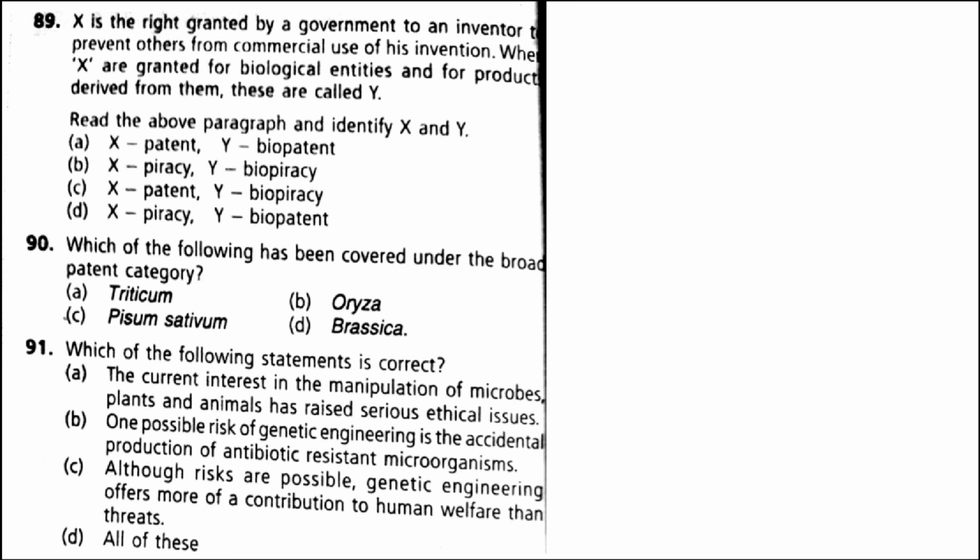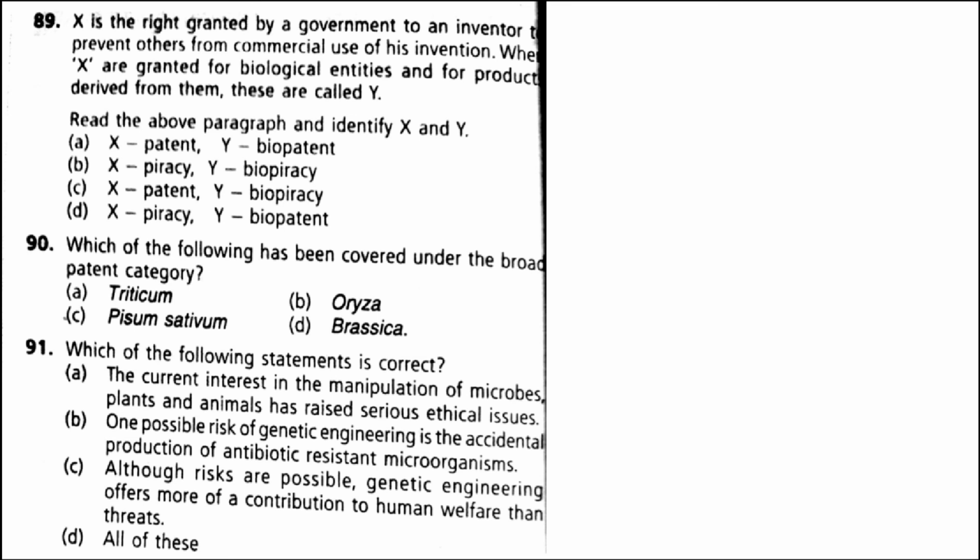Next, which of the following has been covered under the broad patent category? A. Triticum, B. Oryza, C. Pisum sativum, D. Brassica. And the answer is option B, Oryza.